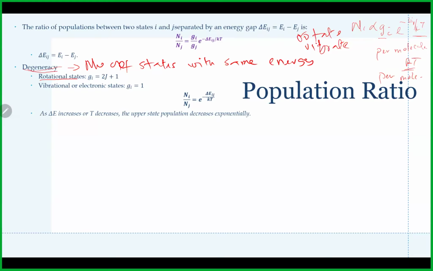Okay, rotational motion gives rise to the energy levels that have this degeneracy, where J is called the rotational quantum number. So if you are going to be looking at relative population in rotational spectroscopy, also called microwave spectroscopy, you will need to know the degeneracy of rotational states. Also for vibrational and electronic states.